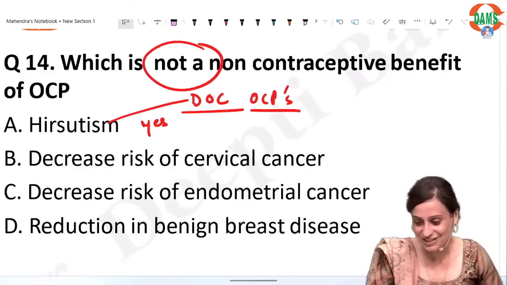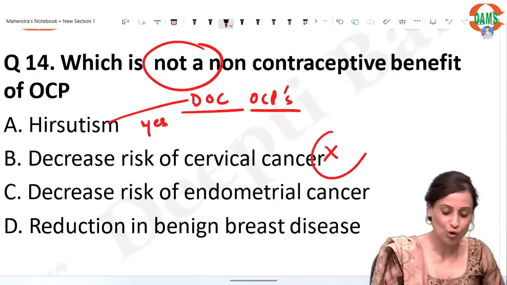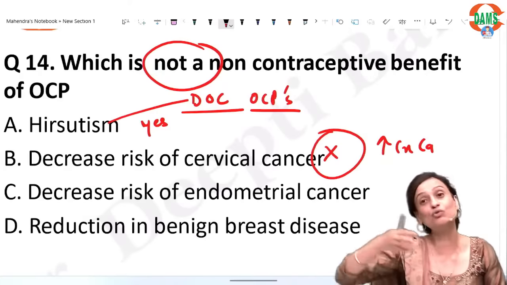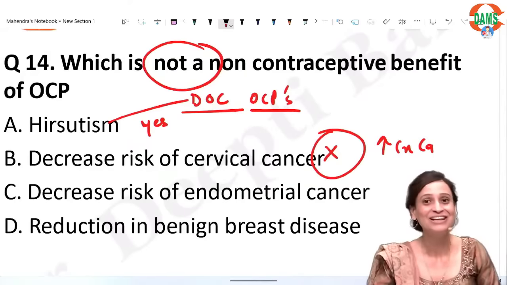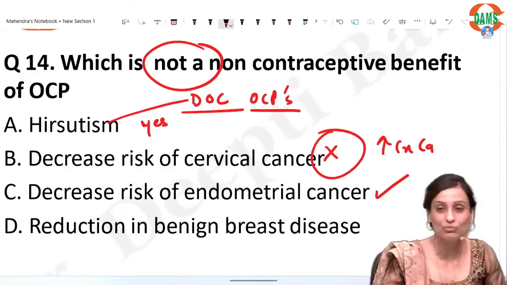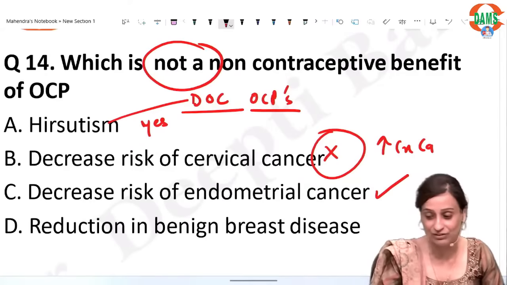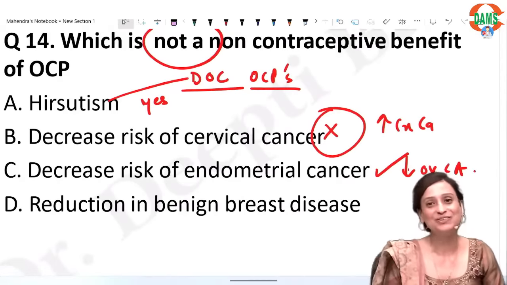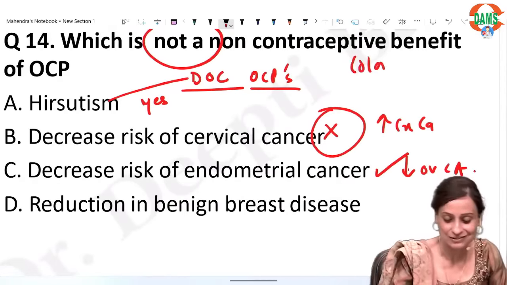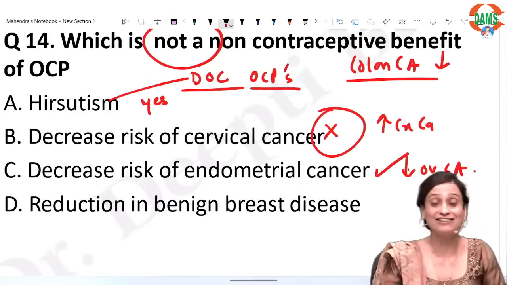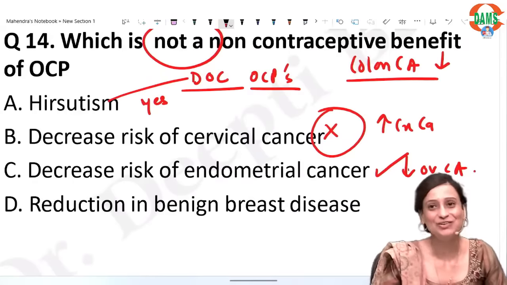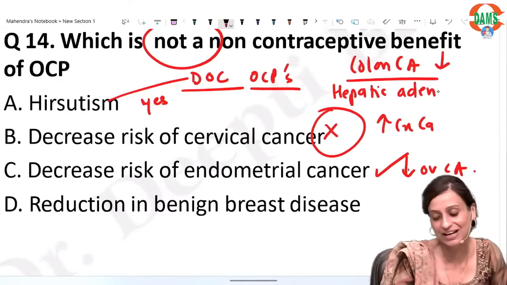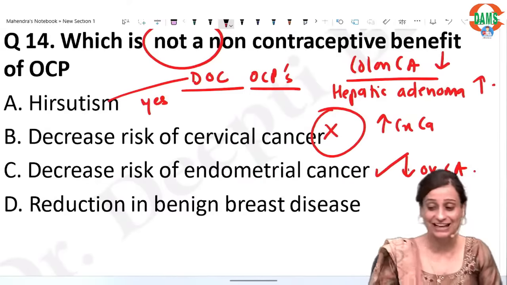Does it decrease the risk of cervical cancer? No. In fact, OCPs can increase the risk of cervical cancer if used for a longer duration of time. Do they reduce the risk of endometrial cancer? Yes, they do. In fact, they also reduce the risk of ovarian cancer. Okay. What about colon cancer? Colon cancer, again, they reduce the risk. Okay. What about hepatic adenoma? Increase hepatic adenoma, they increase the risk.